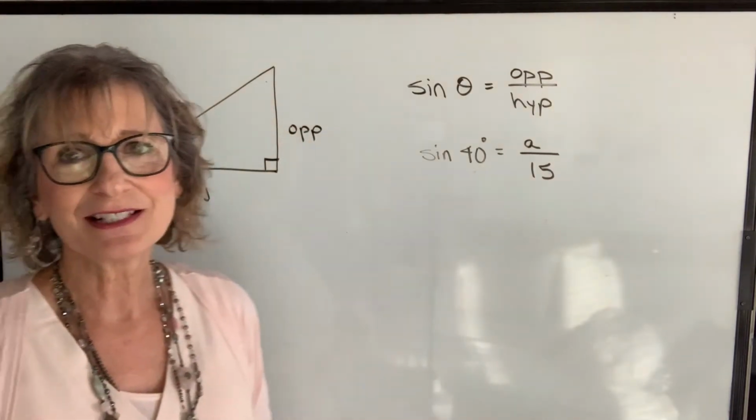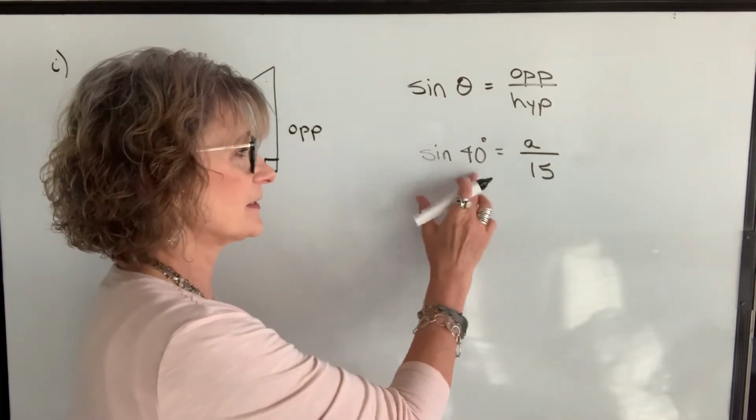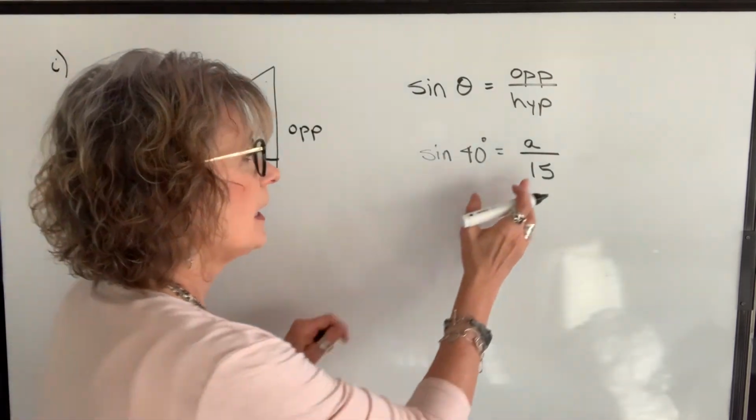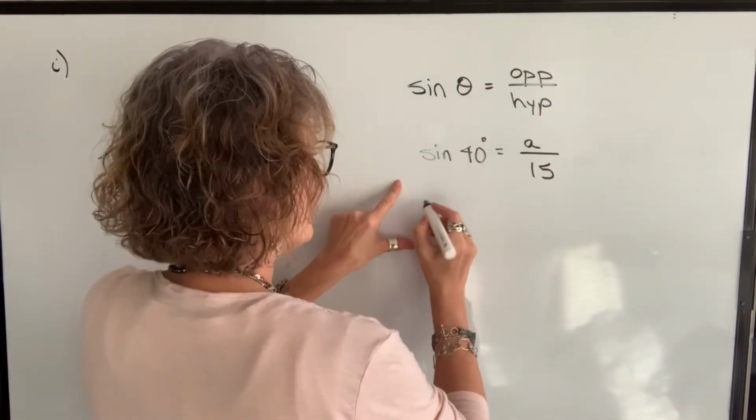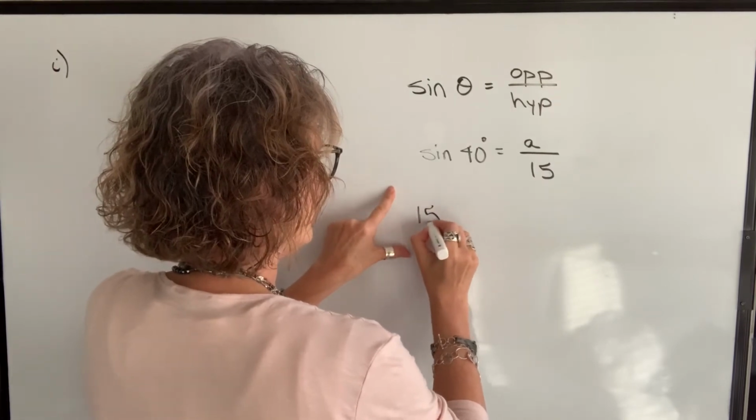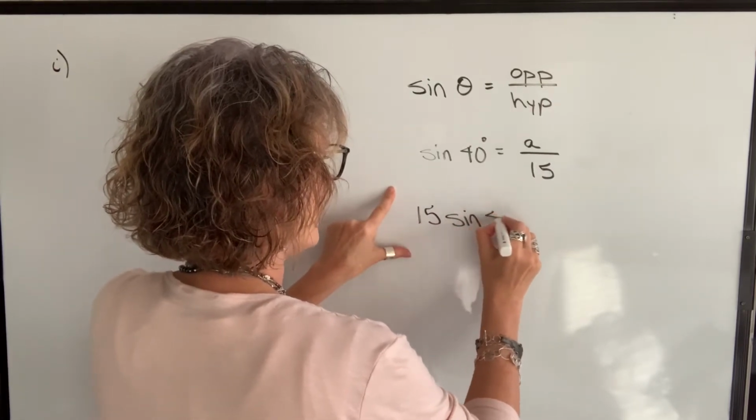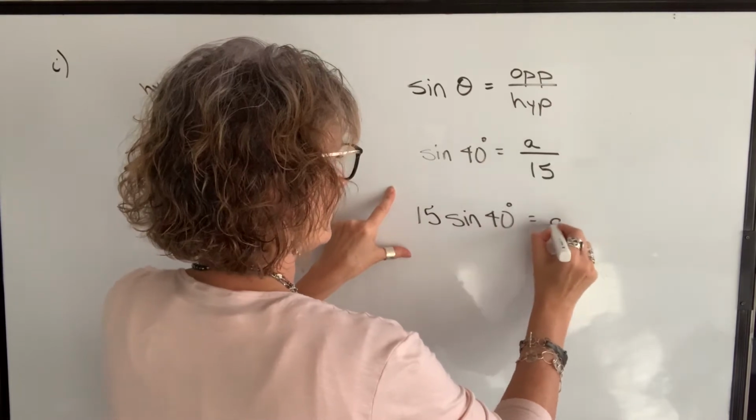So I'm going to isolate A instead of finding this value. And the way I'm going to do that is I'm going to multiply both sides by 15. So 15 times the sine of 40 degrees will equal A.